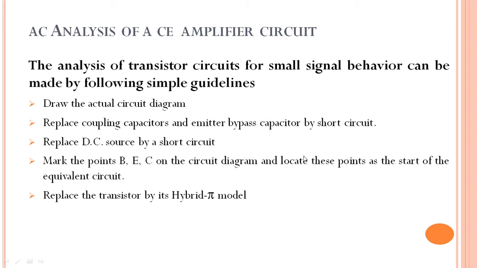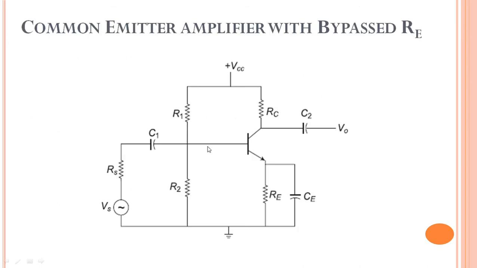amplifier circuit. A few guidelines have to be followed to draw a small signal equivalent circuit. The first point is that we must draw the actual circuit diagram, and then we must replace all the capacitors that are present, that is the coupling capacitors and bypass capacitor, with short circuits, and the DC source that is present in the circuit has to be short circuited.